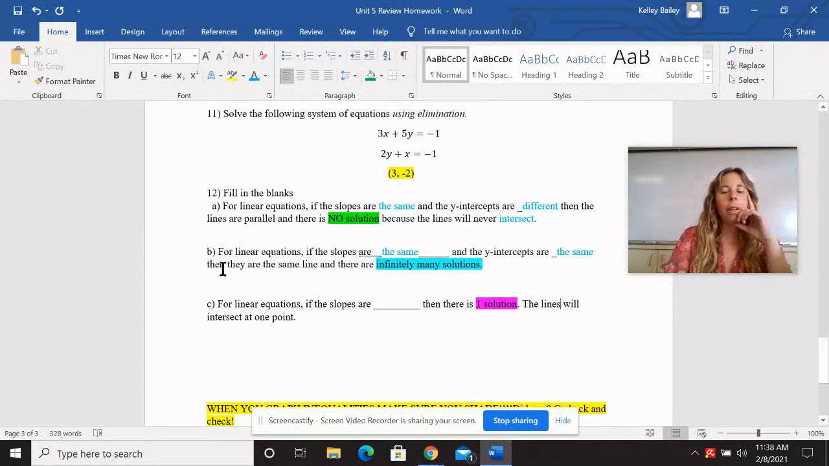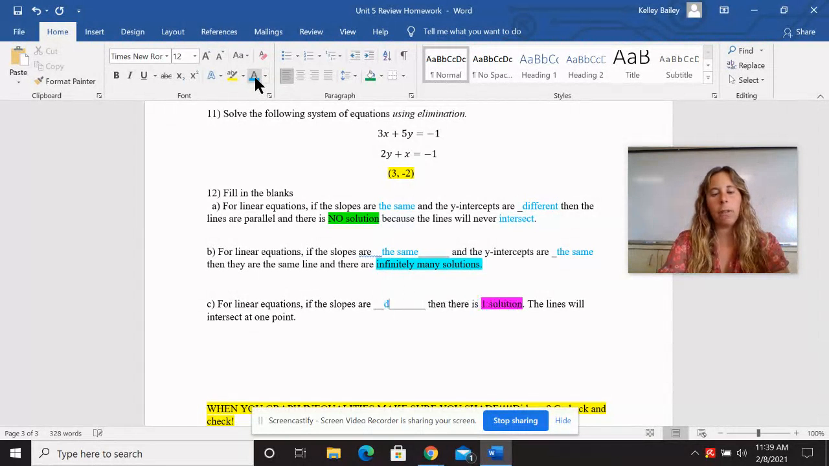Last one, for linear equations, if the slopes are blank, then there is one solution. The lines will intersect at one point. Different. If the slopes are different, they will intersect at one point. Doesn't matter what the y-intercepts are. If the slopes are different, they will intersect at one point.